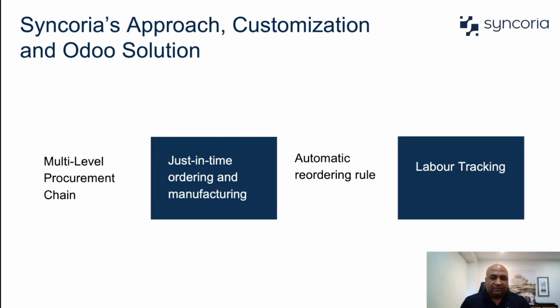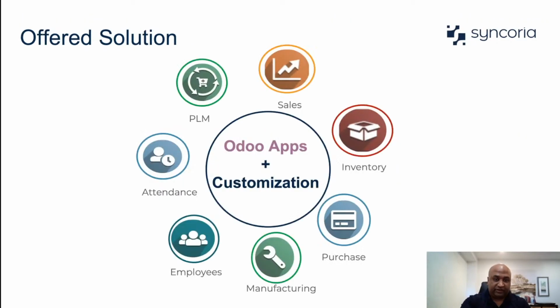Labor tracking becomes tricky because in conventional construction you have one building and you have a number of people working on it, whereas in modular construction it is hard to attribute labor costs to an individual project or a building. So that is another part that we leveraged Odoo's power to come up with a solution for a customer in this industry.